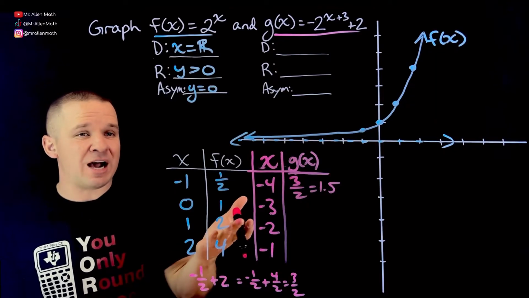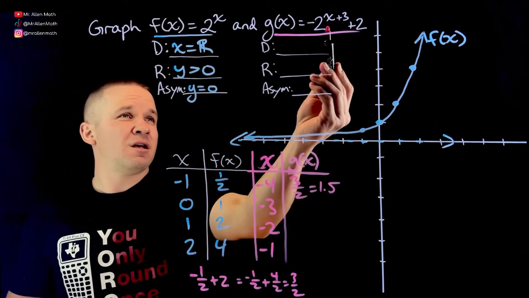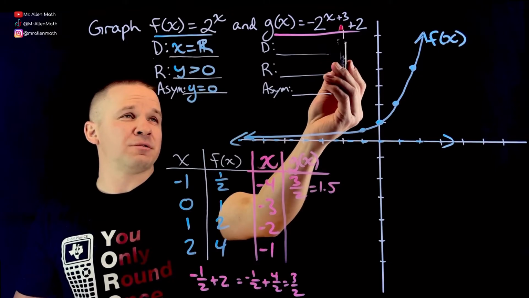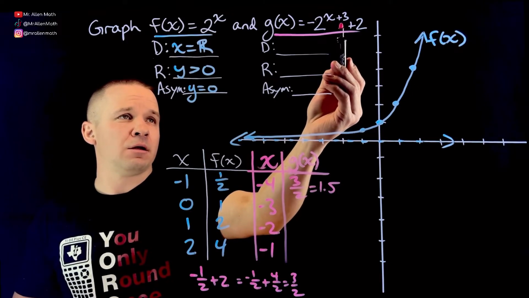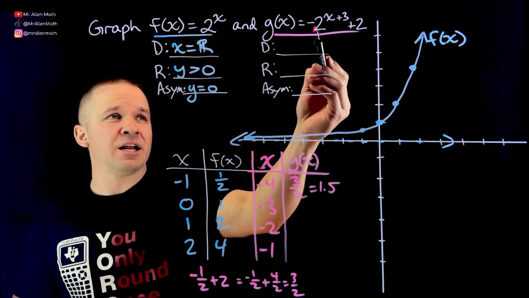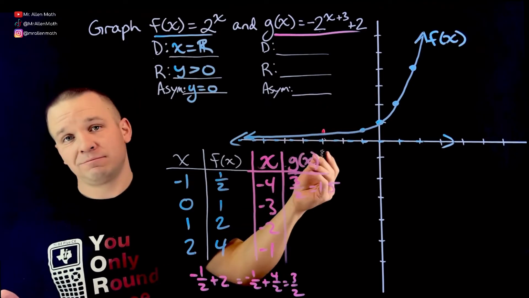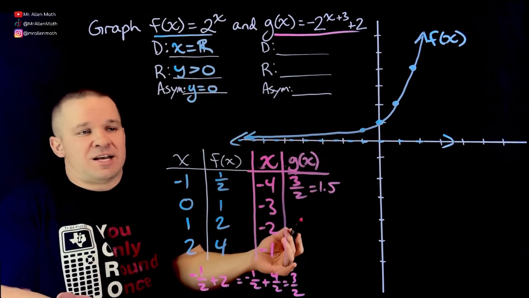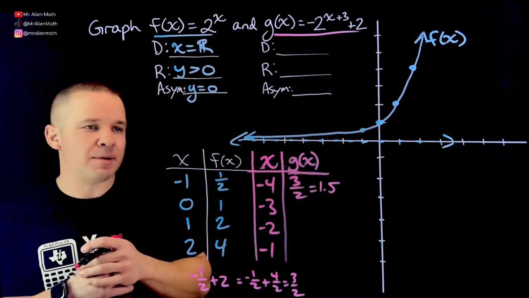Could I have gotten that by just plugging in negative 4? Yeah, let's see here. If I did negative 4 plus 3, that's negative 1, right? 2 to the negative first is 1/2, times the negative is negative 1/2, plus 2 is 1.5. Works out the exact same. All right, just another way of thinking about it.